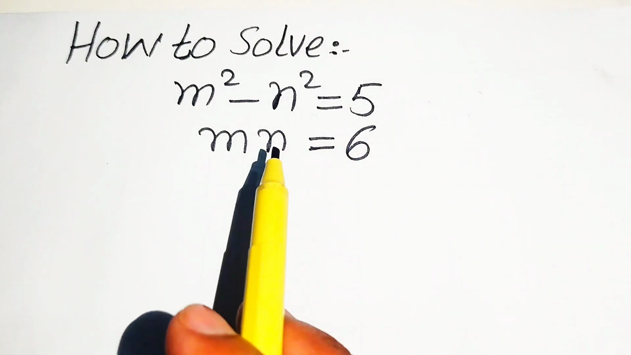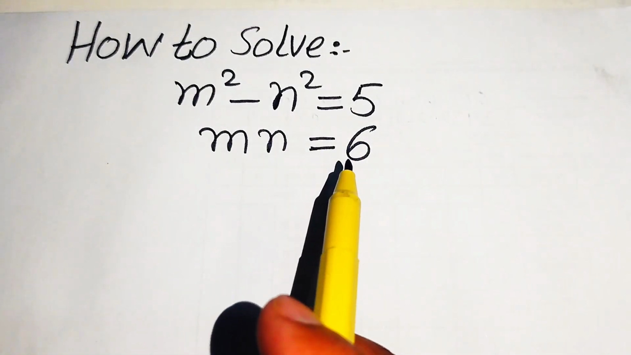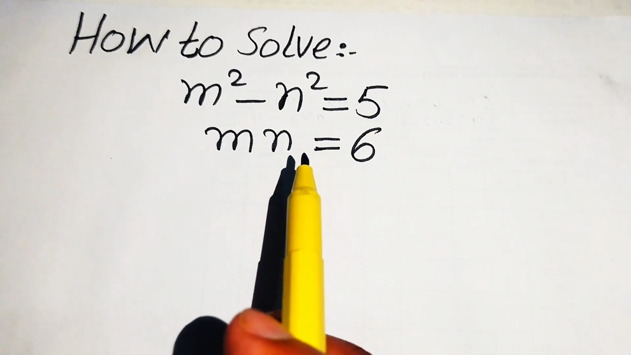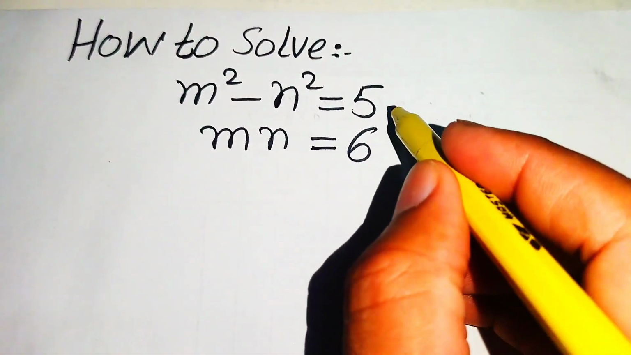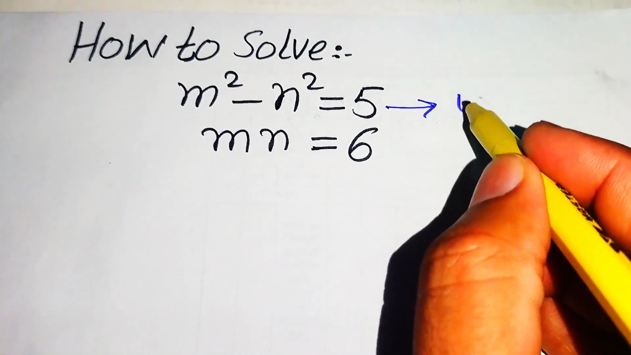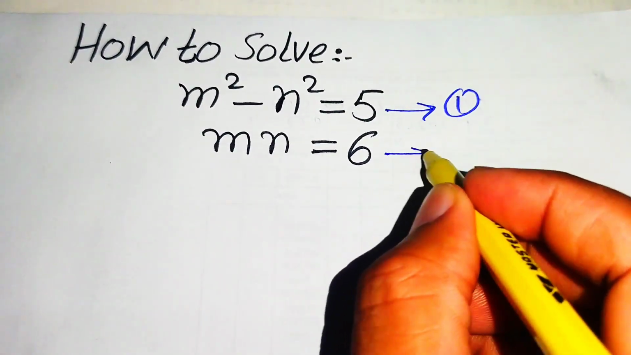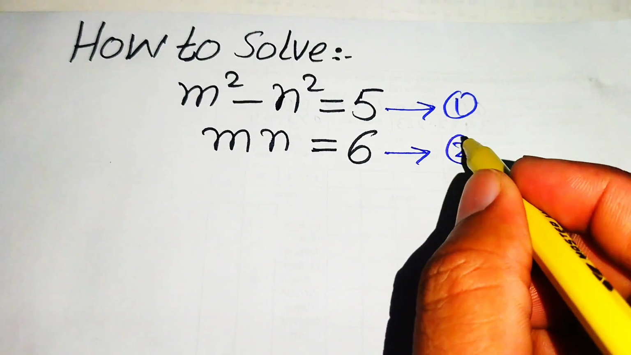We solve this Math Olympiad algebra problem: m square minus n square equals 5 and m multiplied by n equals 6. We solve this problem for the values of m and n. First we call the first equation number 1 and the second equation number 2.